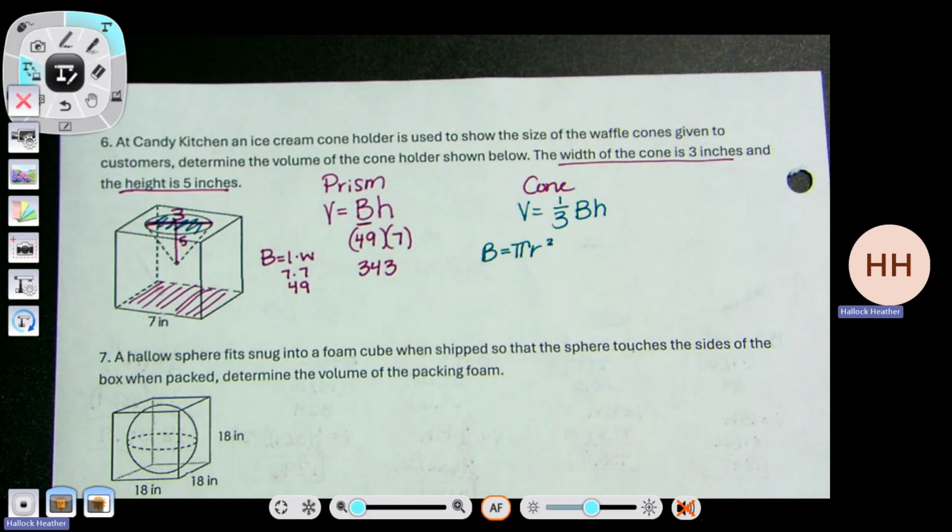The radius of the circle is not 3. It's 1.5. So take a minute if you haven't done it yet, or if you did it wrong, fix it now. What's the height of the cone? It tells you.